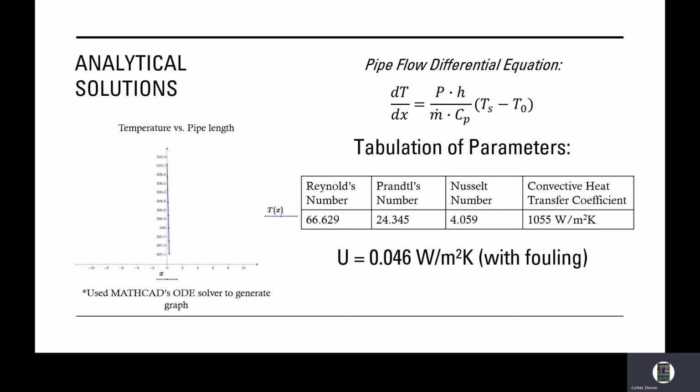The overall heat transfer coefficient for the system is 0.046 watts per meter squared Kelvin. The heat transfer coefficient accounts for the fouling factor of cholesterol. Some other important parameters and properties are tabulated in this slide. For example, Reynolds number, Prandtl number, Nusselt number, and convective heat transfer coefficients for blood are all outlined here.